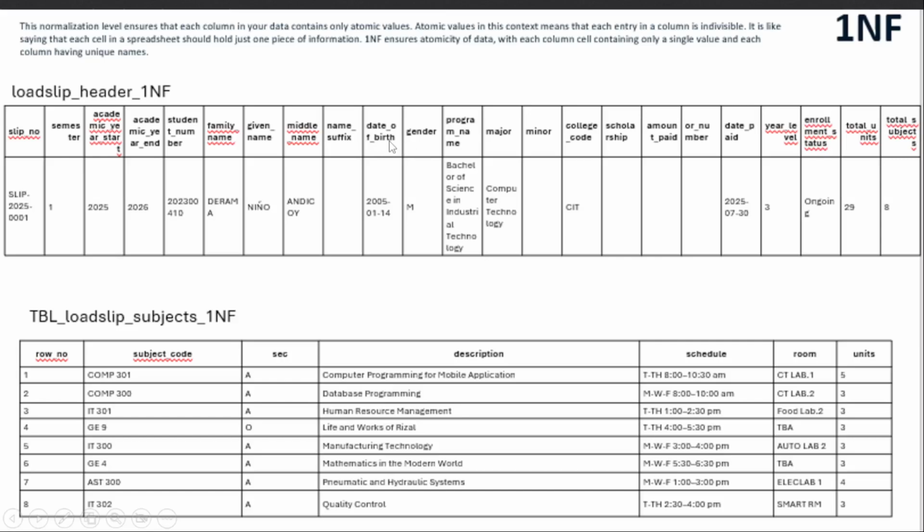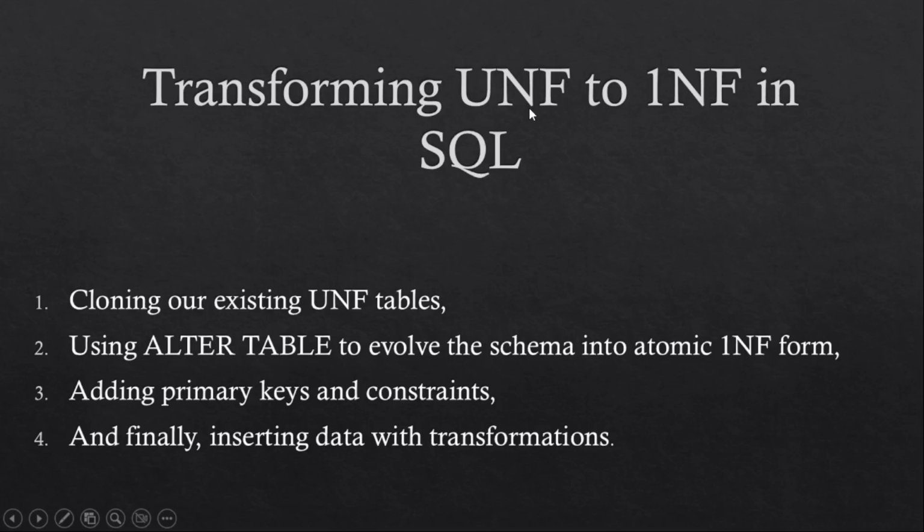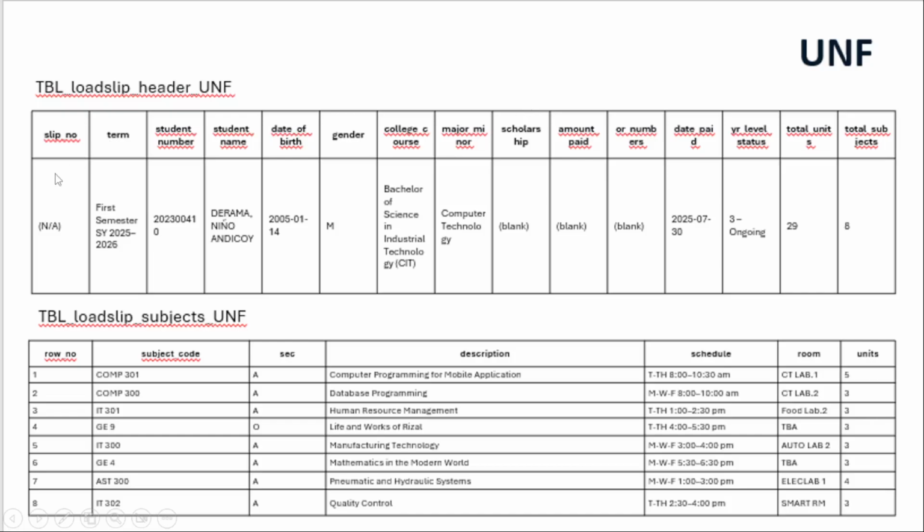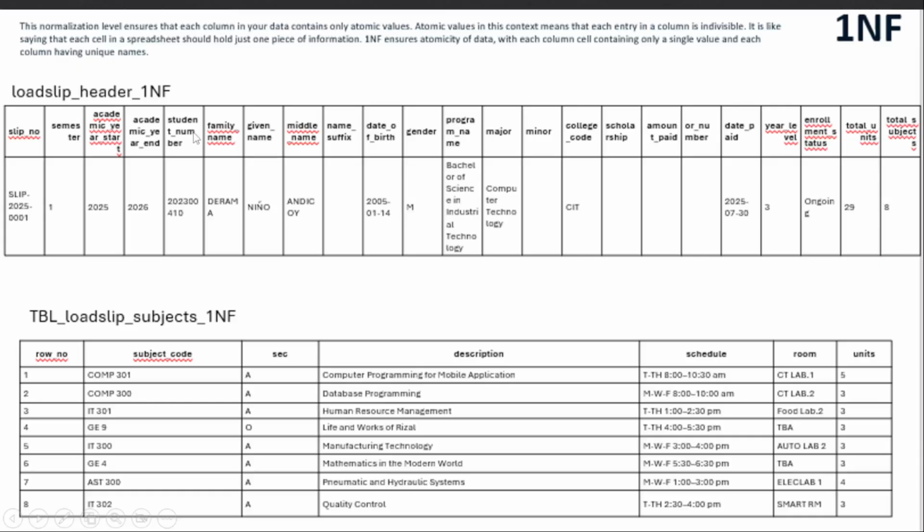We also have the existing columns for date of birth and gender, and we created columns program name, major, minor, and college code. We omitted the college course, and also the course major and minor. We have the previous amount paid or number, date paid, and year level, which is an existing column. Then we have a new column added, enrollment status, and we have total units and total subject as old columns. So if you look at the changes, from the normalized form we only have 15 columns, while on the load step header we have 23 columns for this one.